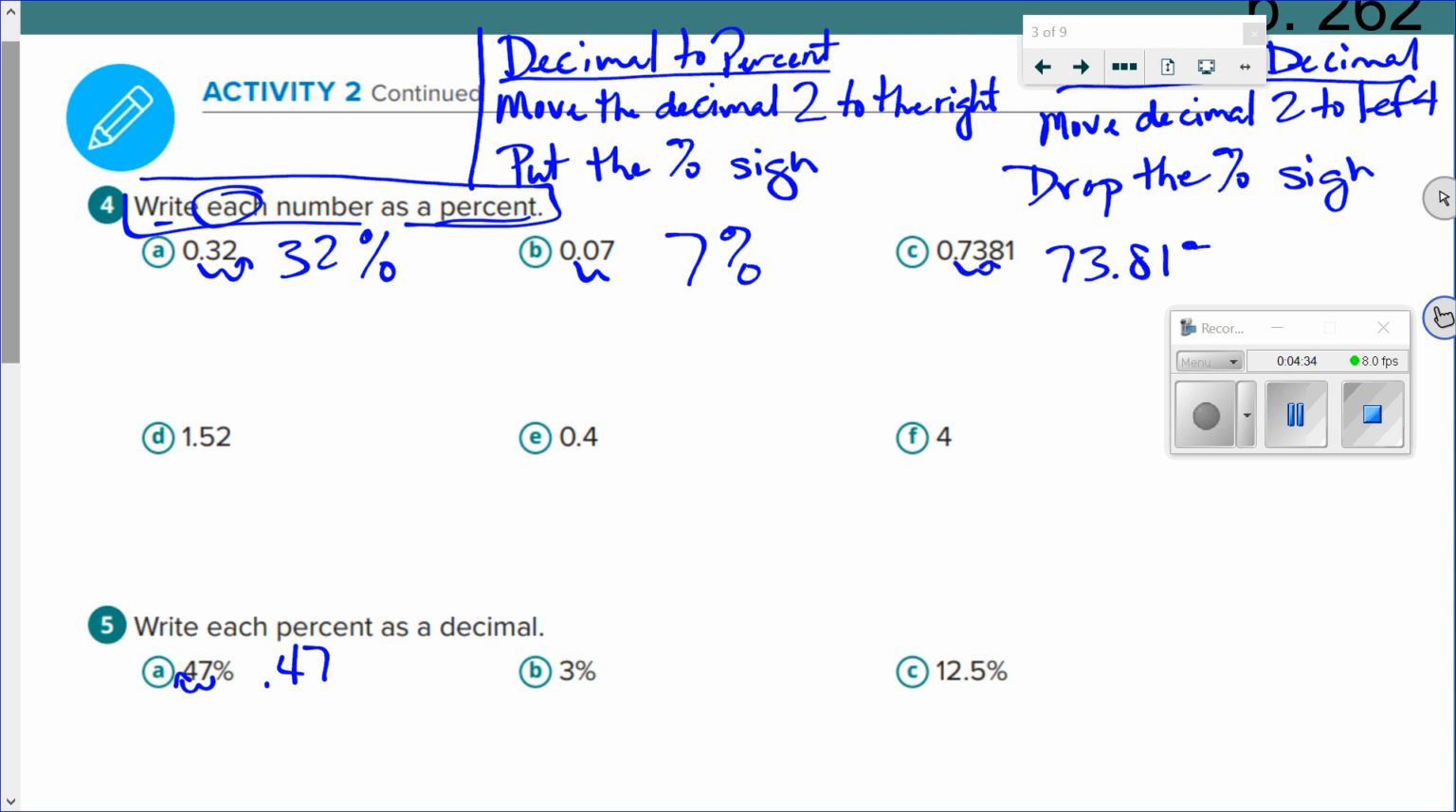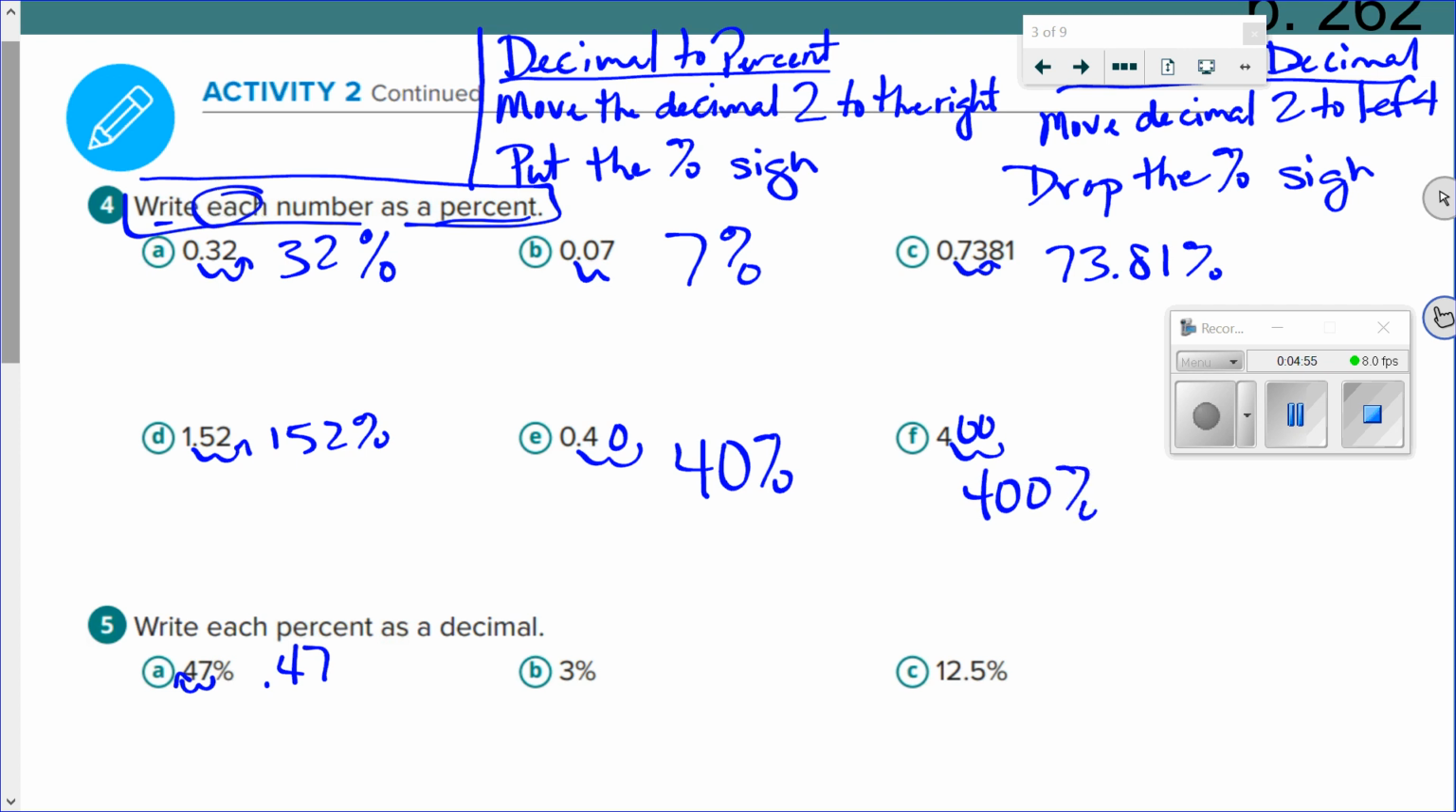Is it possible to have a decimal and a percent? Yeah. Here, I move it twice. Is it possible to have more than 100%? Yeah. So 152 is okay, right? Here, move it 2. Empty buckets always get a 0, whether there's 1 of them or 2 of them. Make sense?